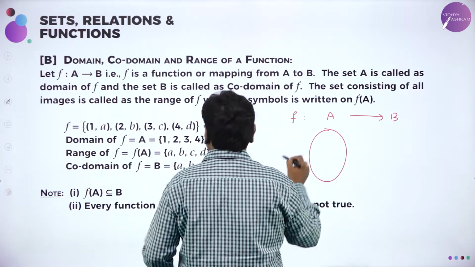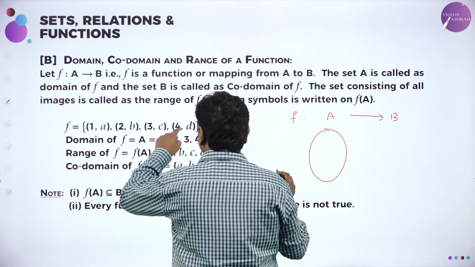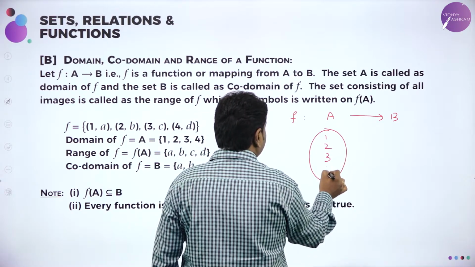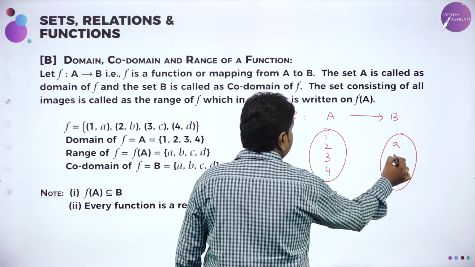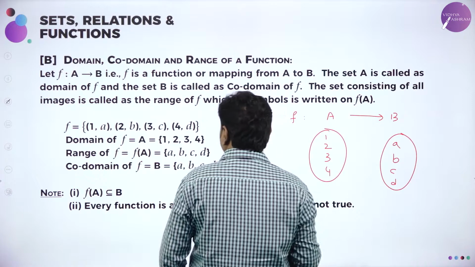So set A means set of first elements. What are first elements? 1, 2, 3, 4. Set of second elements. Second elements means what? A, B, C, D. And these are images.